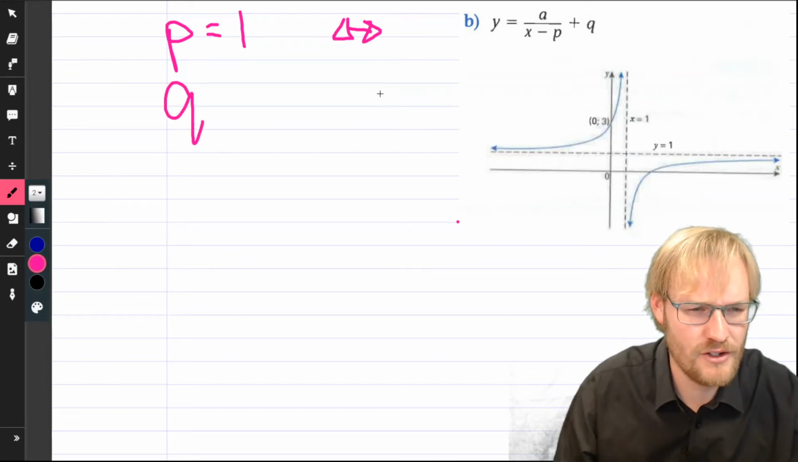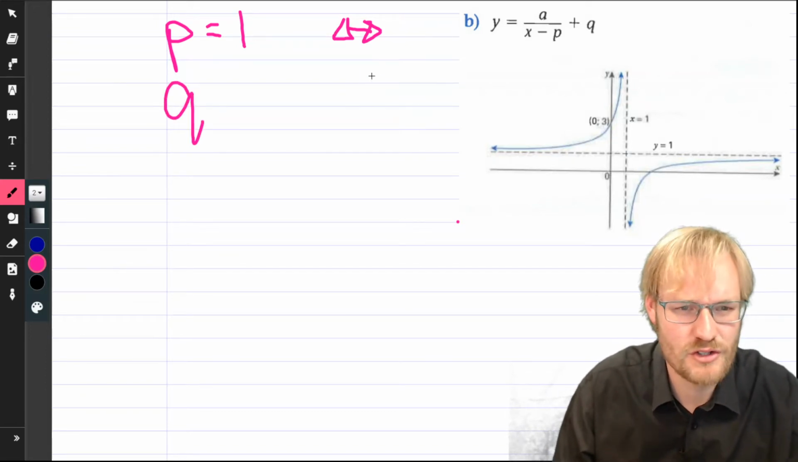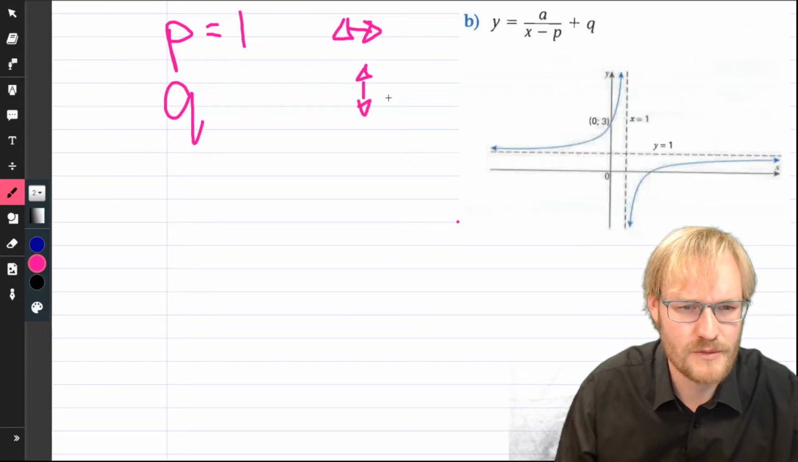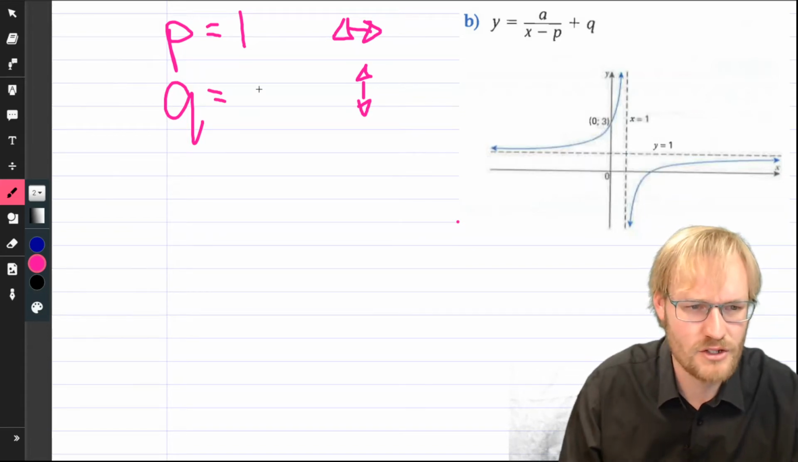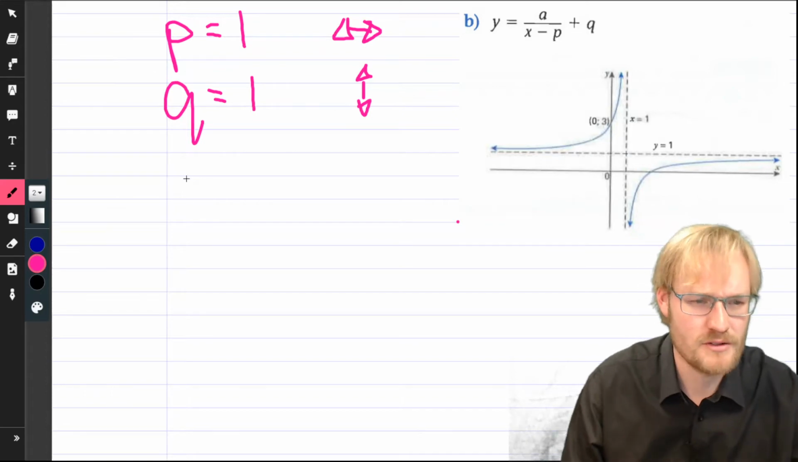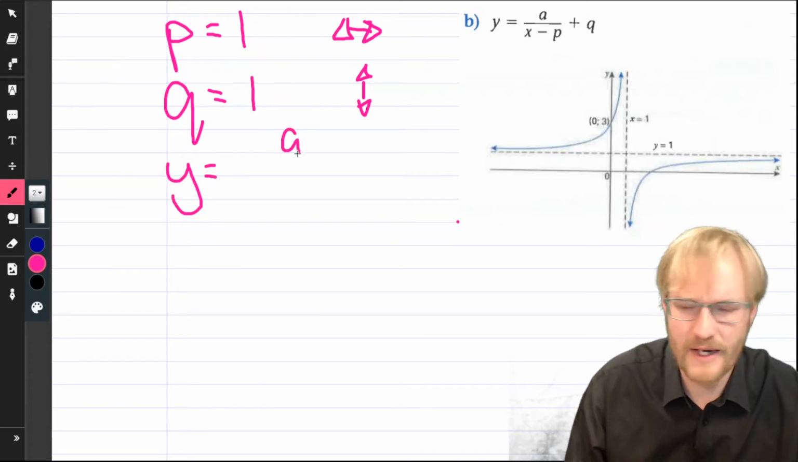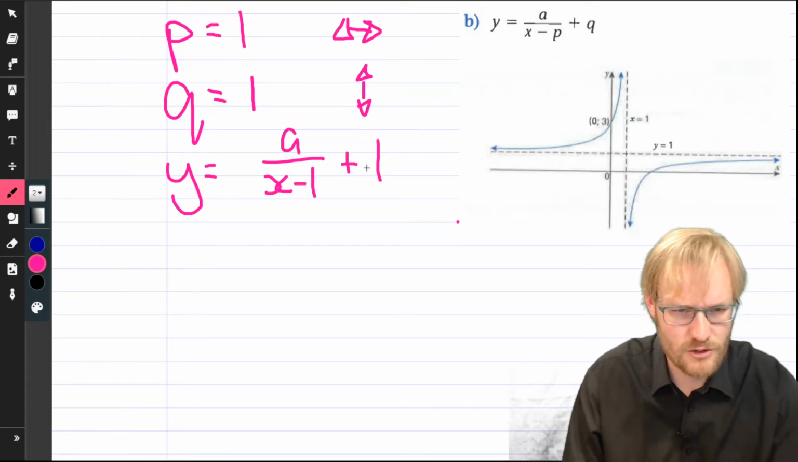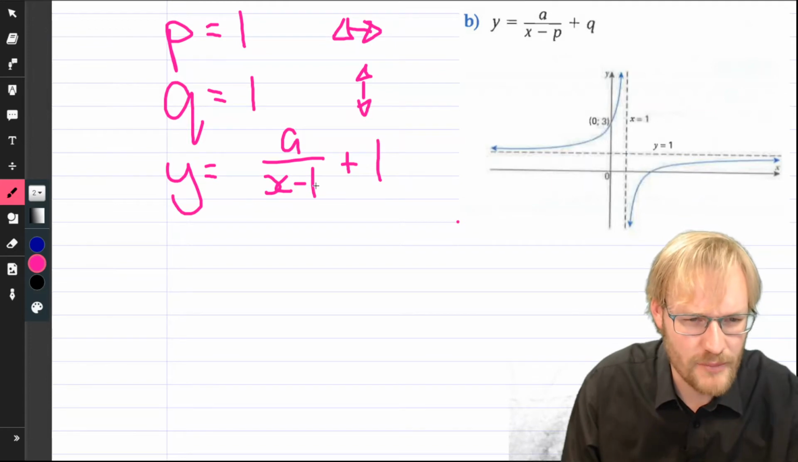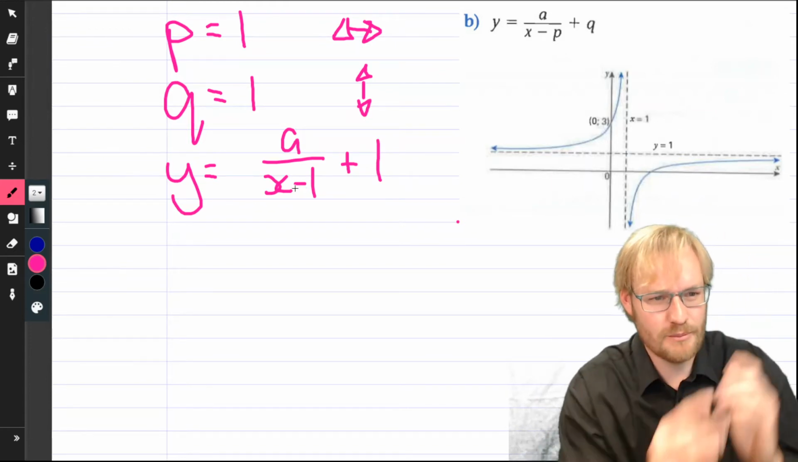And our q value, q relates to, in all our functions, up and down. So what's happened here? This graph has moved up by 1. We can see from this horizontal asymptote at y equals 1. So we know that q also equals 1. So our function's looking like y equals a over x minus 1, plus 1. This plus 1 because we've moved up by 1. This minus 1 because we've moved right by 1.